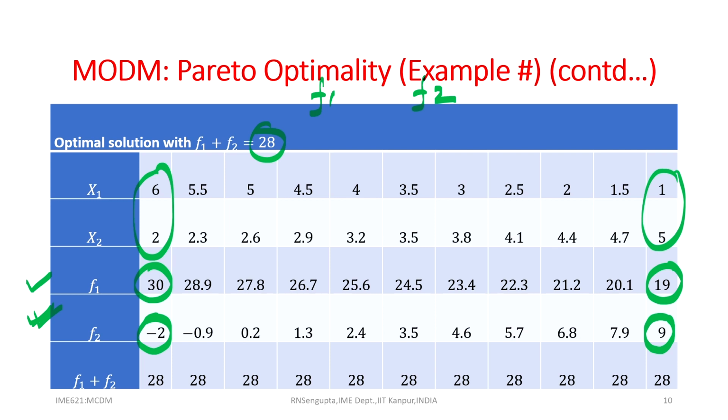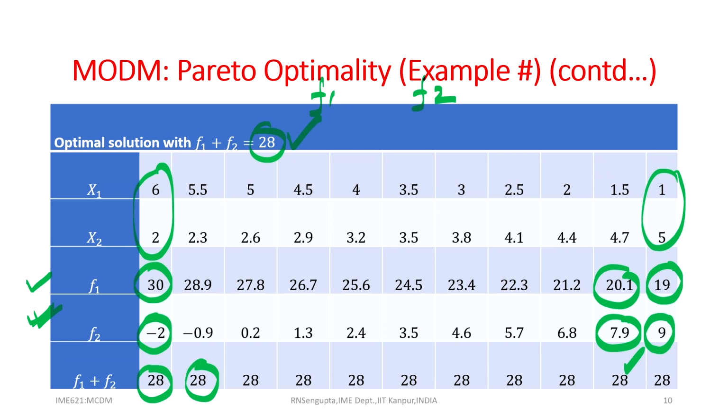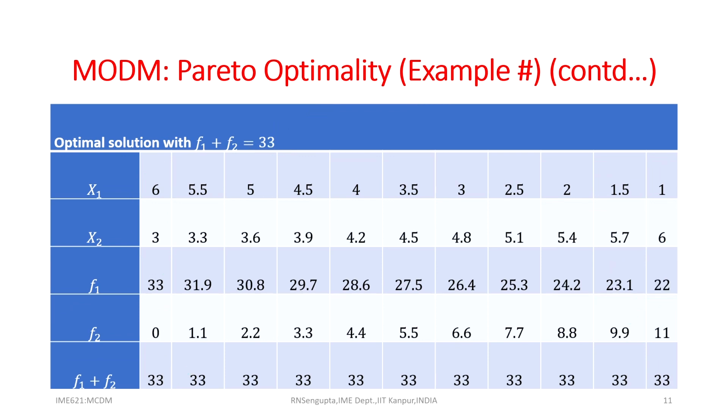Again interestingly, add up F1 and F2: 30 minus 2 is 28, which is exactly what is matched. Then 28.9 minus 0.9, again 28. To the other extreme, 20.1 plus 7.9 is 28, and 19 plus 9 is 28. Again the same level of satisfaction, but different sets of values for the decision variables.